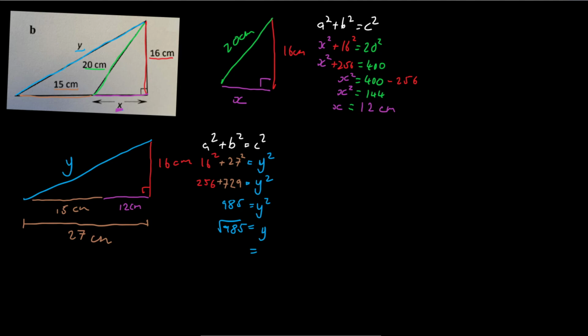And depending on what the question wants, does it want it in exact form, or does it want it maybe to 2 decimal places? This will be 31.38 centimeters for y. So we've got our two final answers here. We've got y and we've got x.